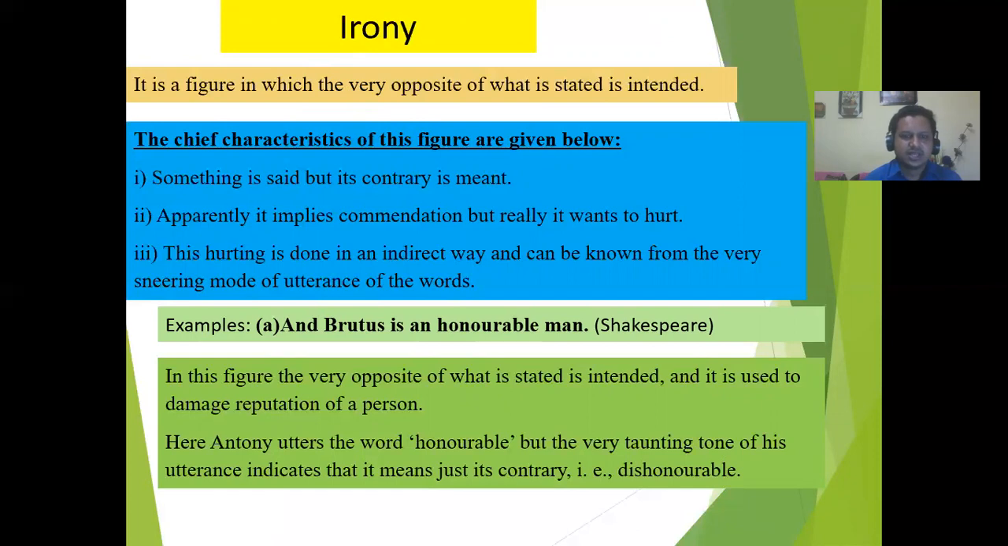We know Brutus is a very important character in the drama Julius Caesar, but he was involved in the plot to assassinate Julius Caesar. That's why he cannot be an honorable man. He is a dishonorable man.